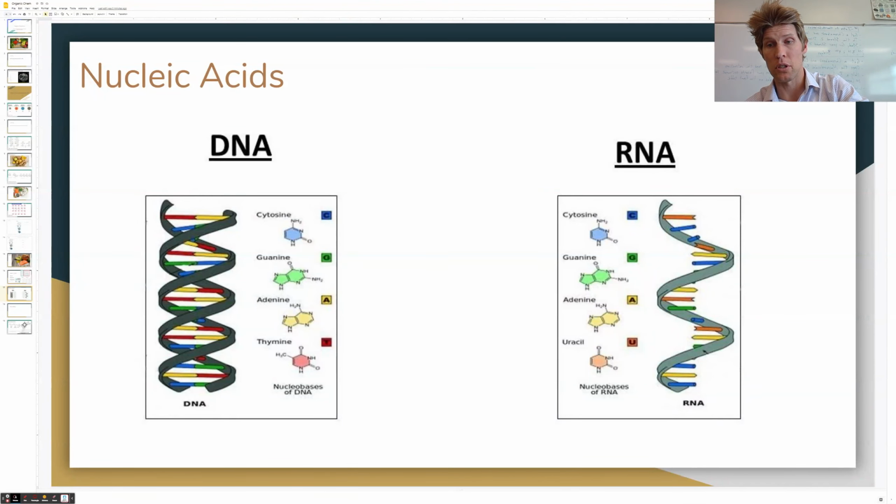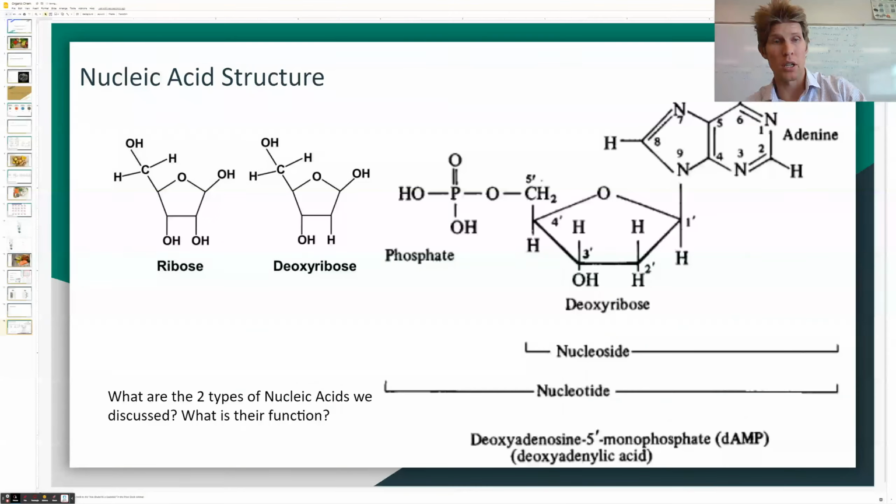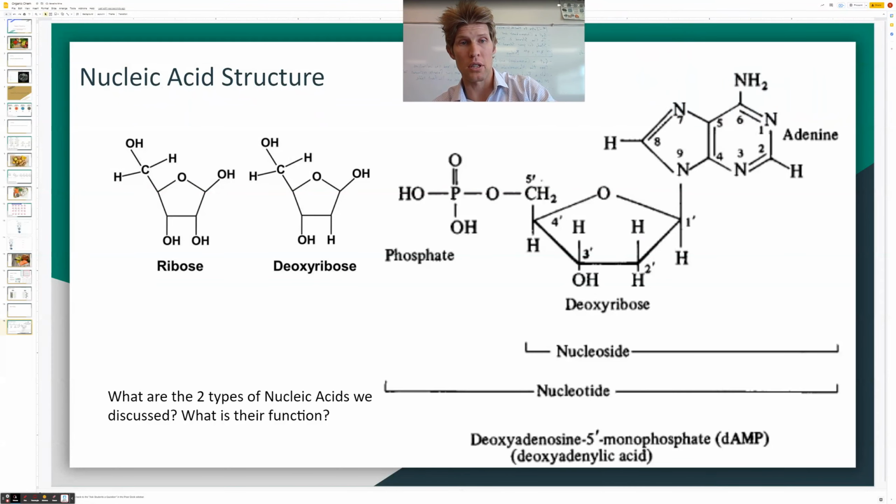So let's look at one of those really quick. So here is a whole nucleotide right there. This whole structure right here is a nucleotide. So you have a phosphate group, deoxyribose is a sugar, and then your nitrogen base, which is adenine for this one. So all DNA has that same structure, RNA has that same structure. There are just a couple differences between them.